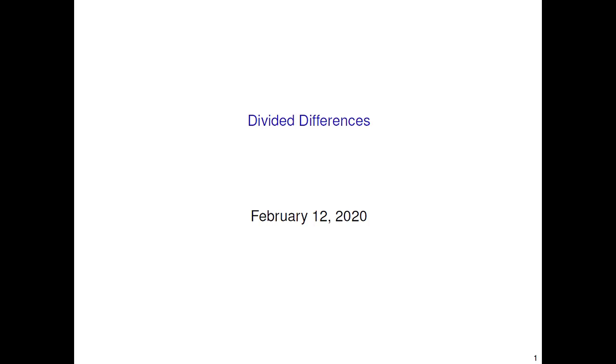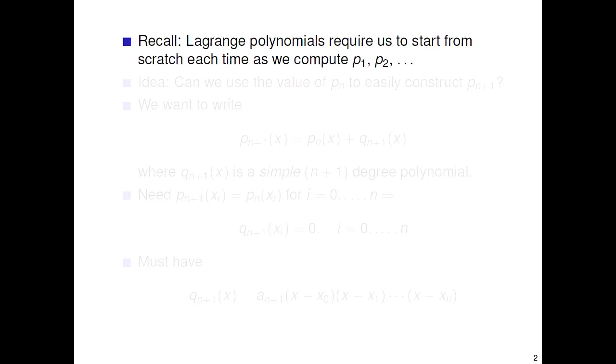Okay, so we're going to carry on talking about interpolation here. We're going to use another technique today that involves divided differences. That has some advantages over the other techniques we've looked at so far. So let's just try to remember where we were.